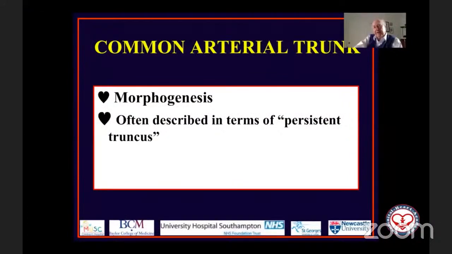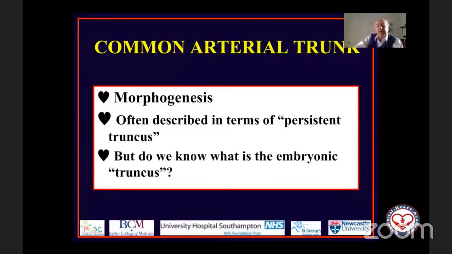So now you've seen that we're going to be looking at common arterial trunk. We're going to be considering that in the setting of the ventriculo-arterial septal defect. But I've already intimated that many of you probably still think of this as persistent truncus. But do we really know what is the embryonic truncus?